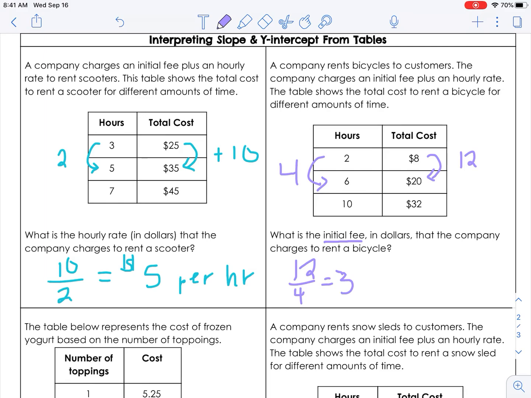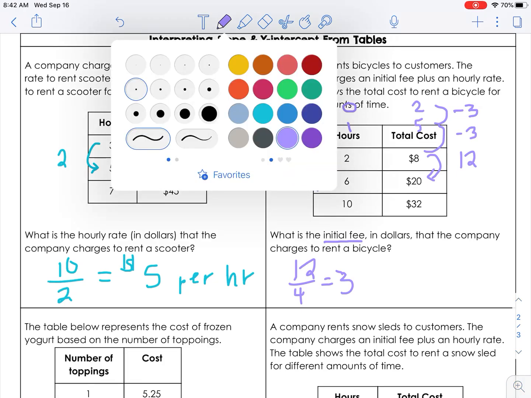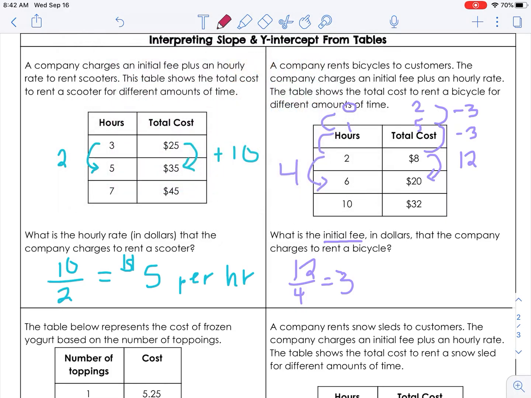So that means that we need to go back. If we go back to 1 hour, we would take off 3, and that would be $5. But we need to go back to 0, so we're going to take off another 3. 5 minus 3 is 2. So your y-intercept, or the initial fee, is going to be $2.